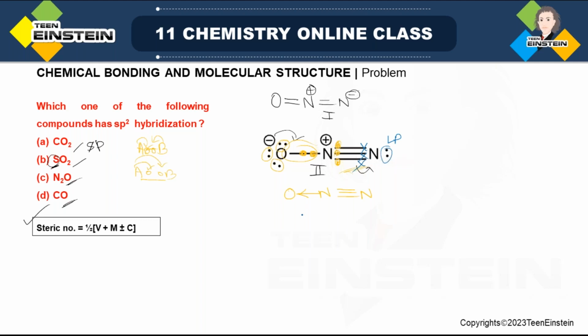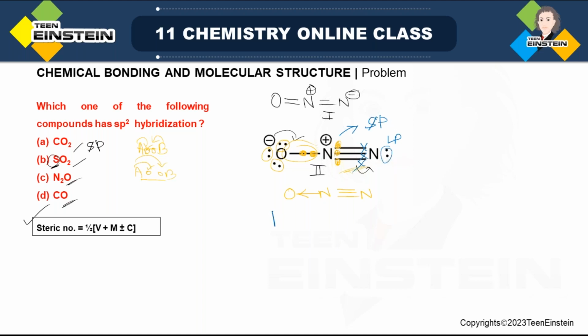Once you know the bonding, you can see that surrounding the middle nitrogen there are basically two positions. That means, when there are two positions, it is as if the steric number is 2. So that is why it will be sp hybridized.